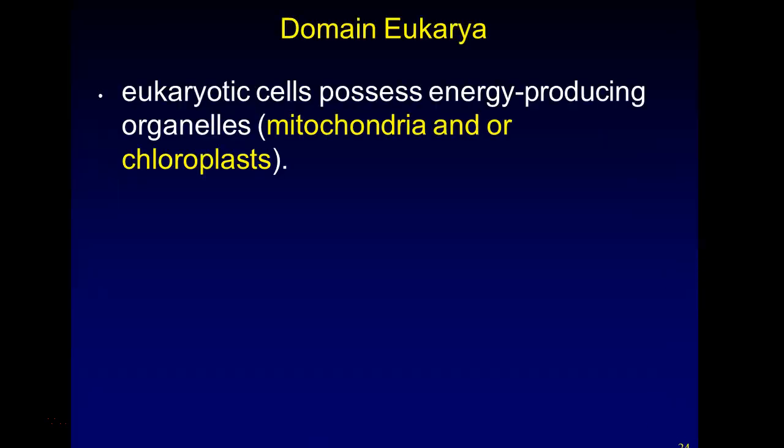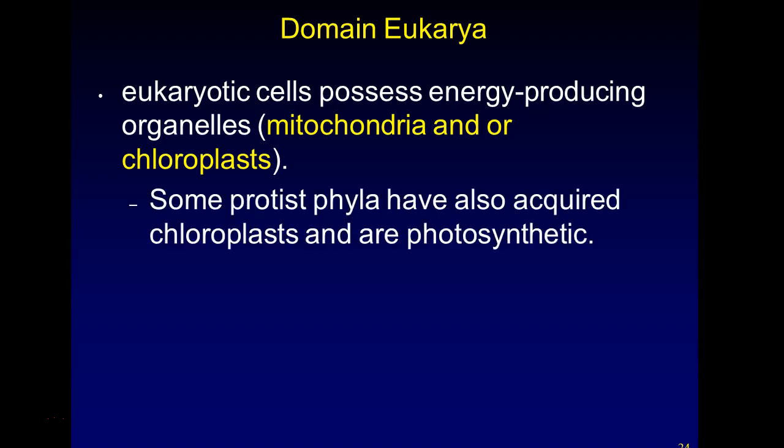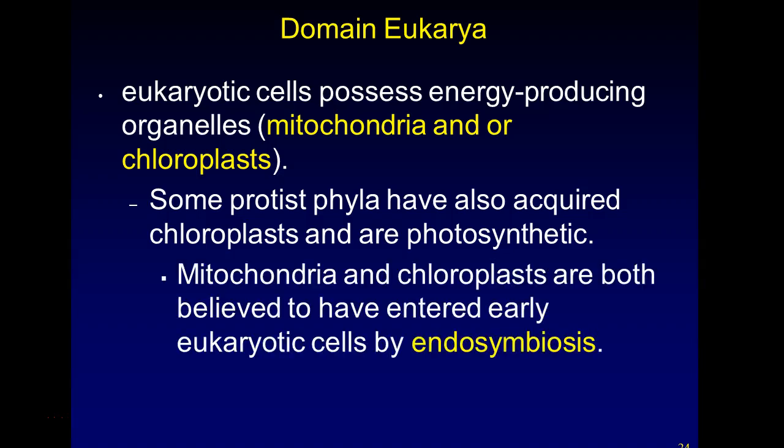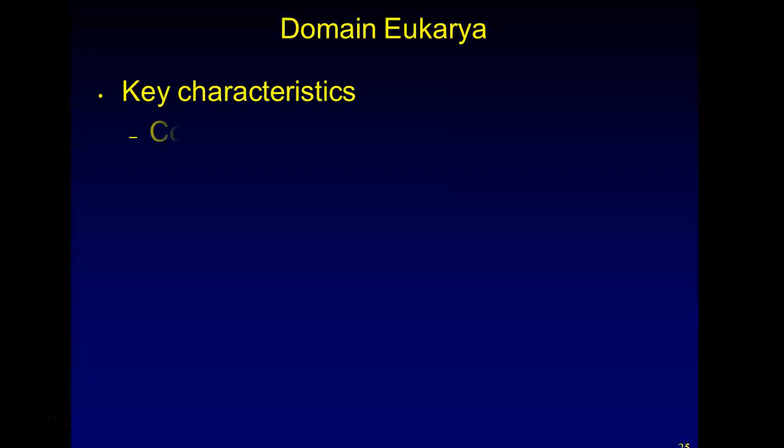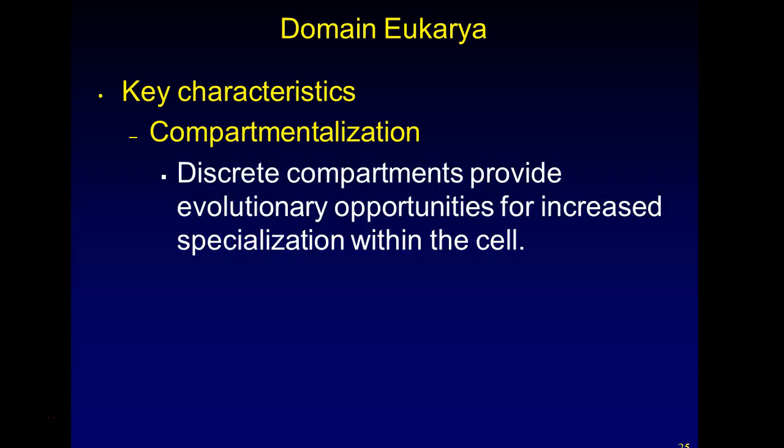So eukaryotic cells, we know this, guys. It's just a reminder for you. If you know this and you don't need to write it down, don't write it down. They have mitochondria and chloroplast. We know mitochondria and chloroplast have their own DNA. Some protist phyla have also acquired chloroplast and are photosynthetic. So the key characteristics: compartmentalization of their organelles.